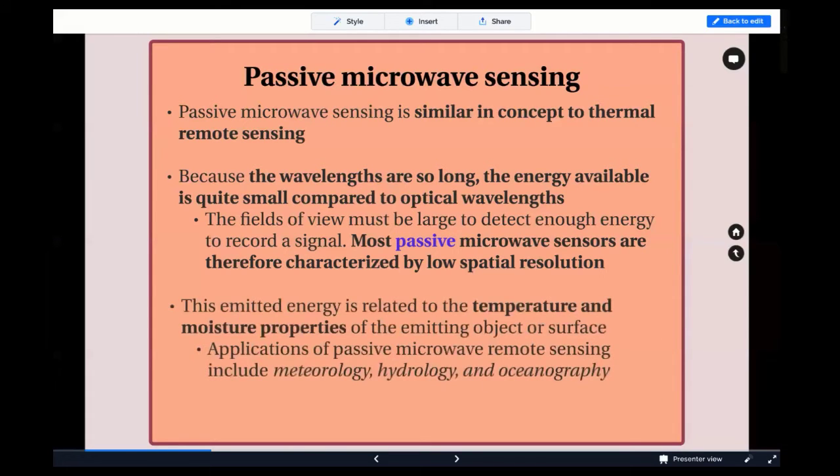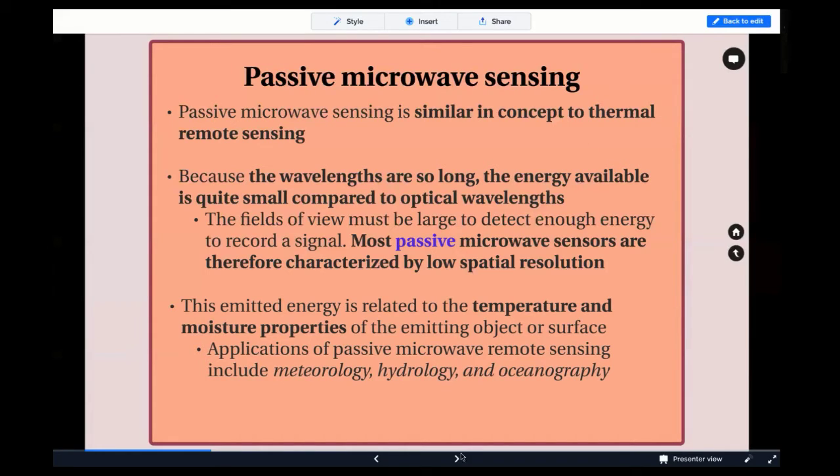For passive microwave sensing, most of the uses are related to meteorology, hydrology, and also, for example, if you want to detect pollutants in the ocean, like oil slicks. These are all example uses of passive microwave sensing, mostly temperature and moisture properties, because of this mode of functioning, where energy is absorbed and then emitted by the objects. So that is briefly about passive microwave sensing.